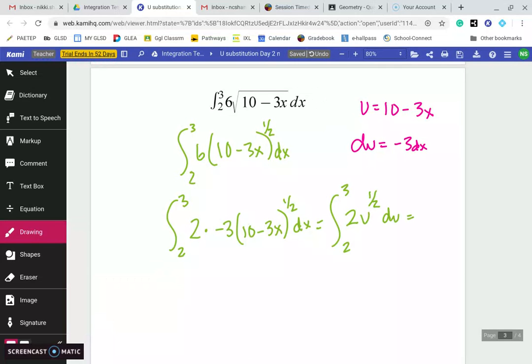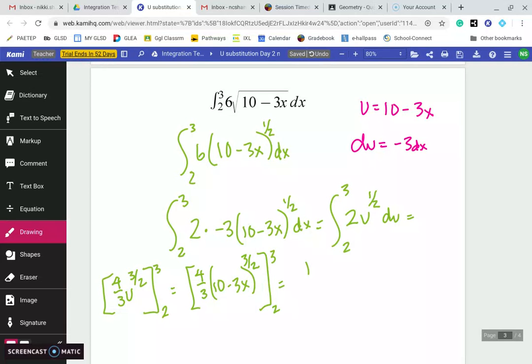And now I can integrate. Oops. So I'll add 1 to my exponent, which gives me 3/2, and then multiply that reciprocal. So I'll end up getting 4/3 u to the 3/2 from 2 to 3. So now I'll plug back in, and I have a feeling I'm going to run out of room. So I'm going to plug back in my quantity, 10 minus 3x to the 3/2 from 2 to 3. And so now I'll have 4/3.